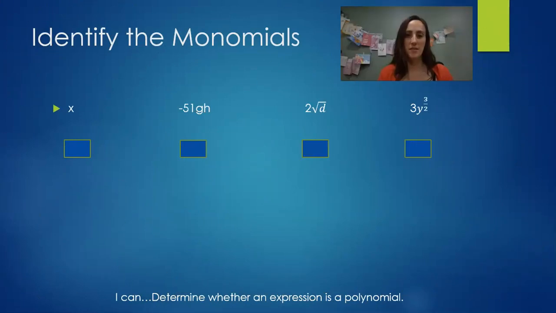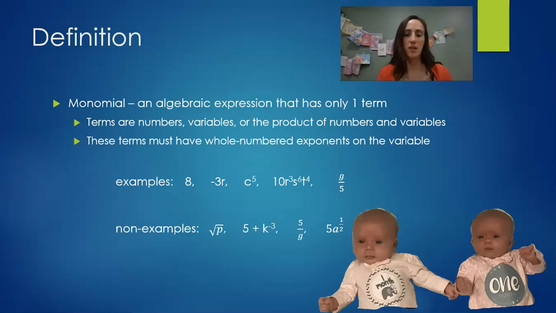Identify the monomials. So to determine what a monomial is, we are going to go to Office Assistants Brooke and Sophia with the latest bit of information. A monomial is an algebraic expression that has only one term. Terms are numbers, variables, or the products of numbers and variables.